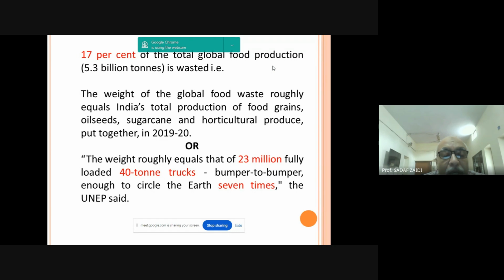trucks, and you join them bumper to bumper, so you can circle the earth 7 times. Or you can say that if you take the circumference of the earth 7 times, these 23 million trucks, they would be lined up in that particular length. So this is the huge magnitude of the food that we are wasting.